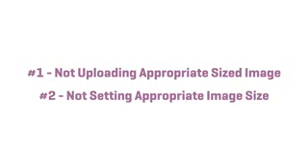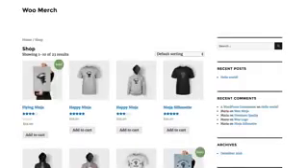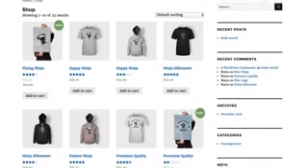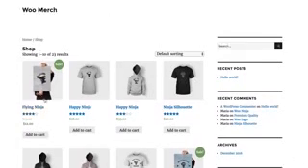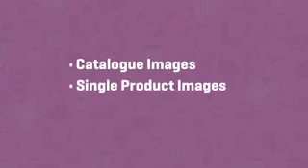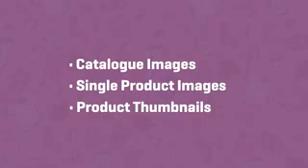Let's dive in. First, you'll want to navigate to a problem image in your store. Make note of what type of image it is, as there are three types of product images in WooCommerce. There's catalog images, single product images, and product thumbnails. In this case, we're working with a catalog image.